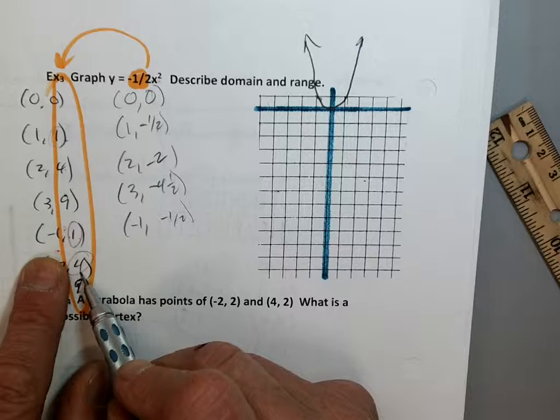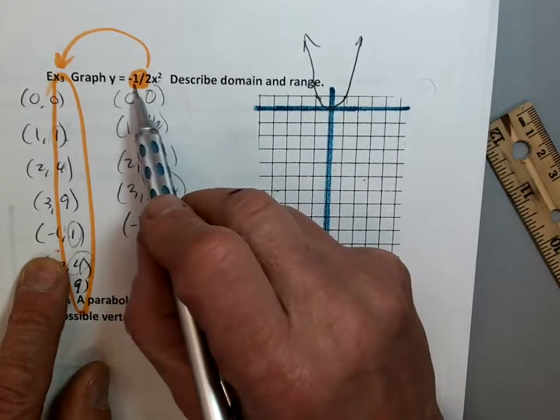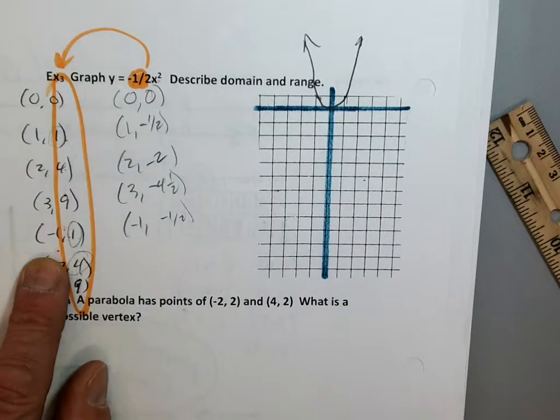Wait, why wouldn't you do a negative? Because of the negative 1/2 right here. You don't need to? Well, you could fold it over. Yeah. Let me keep going, Derek.